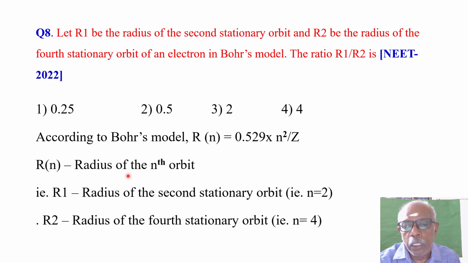So now R1, radius of the second stationary orbit, it means what? Its n value is 2. R2, radius of the fourth stationary orbit, it means what? Its n value is 4. n is equal to 2, n is equal to 4.